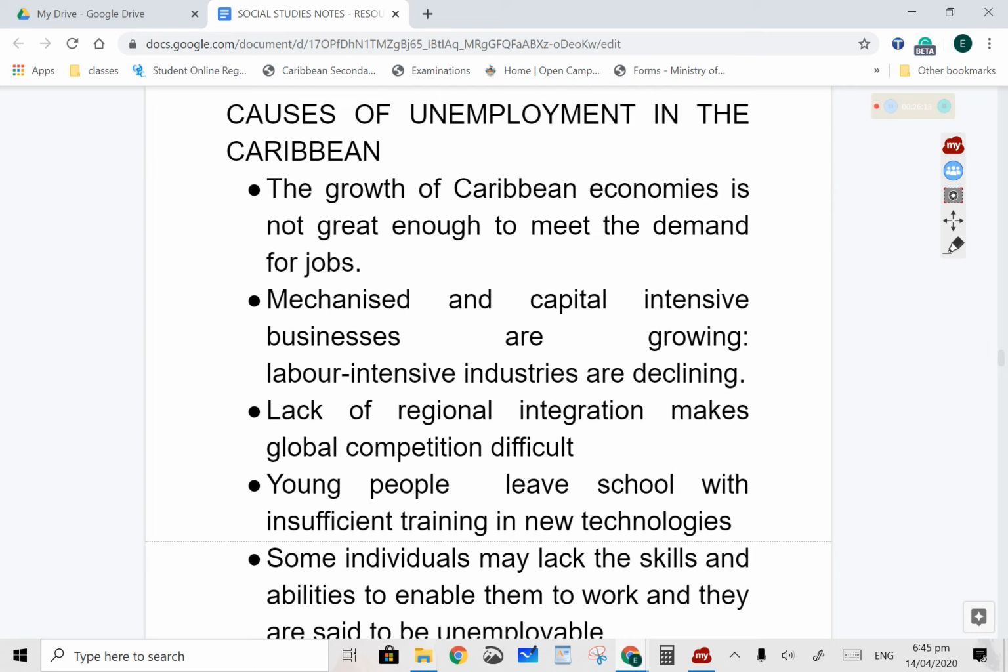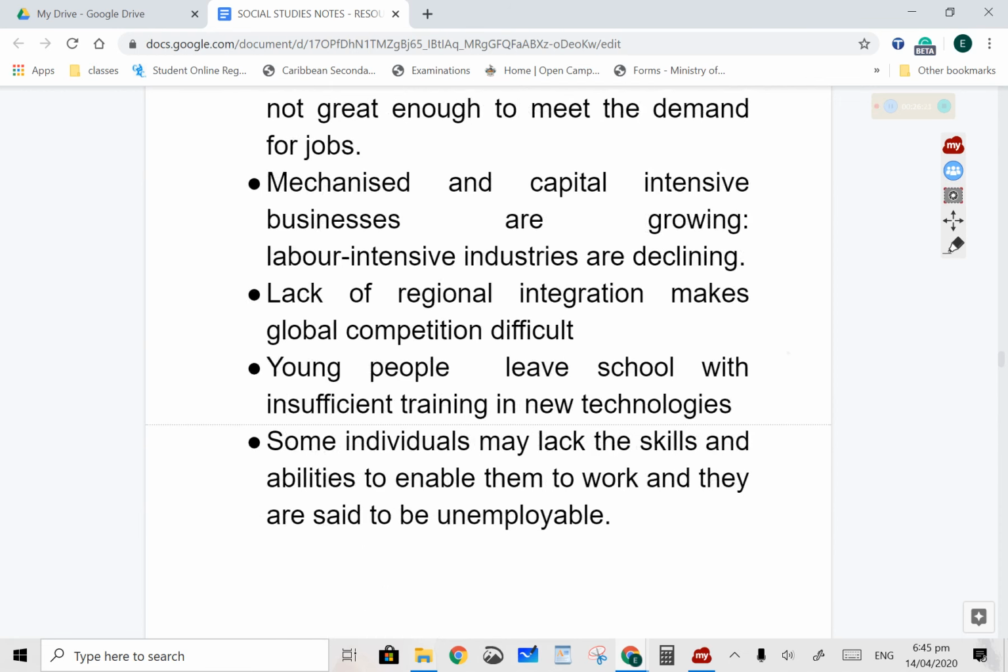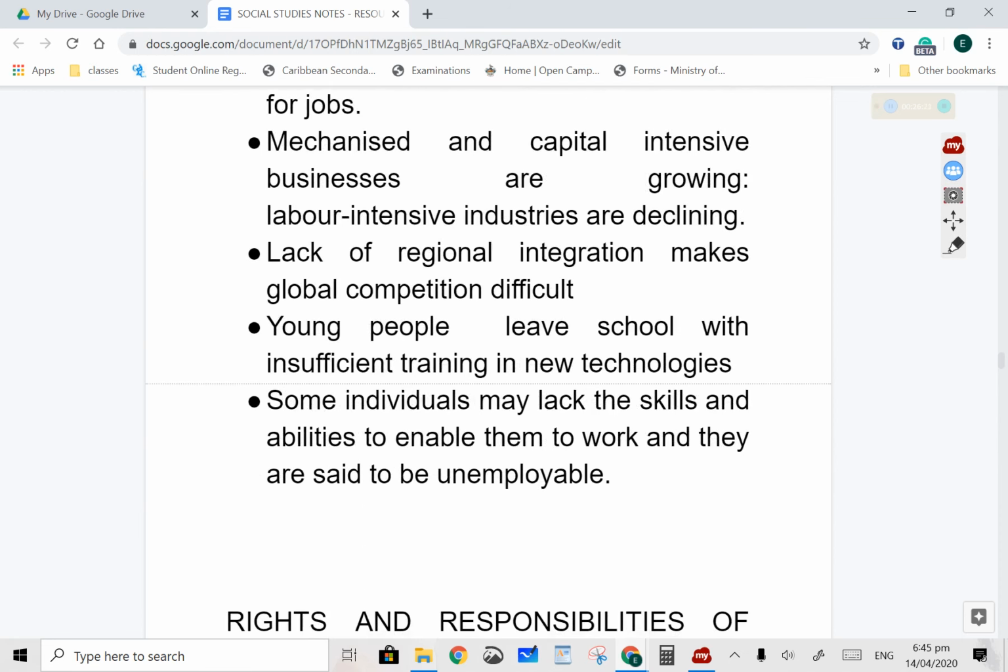So lack of regional integration makes global competition difficult. So we have regional integration, but not everybody actually is for it or understands it or actually takes part in it. So therefore, as much as the governments provide freedom of movement of labor, capital, etc., as we would have with regional integration, a lot of people are not taking advantage of it.